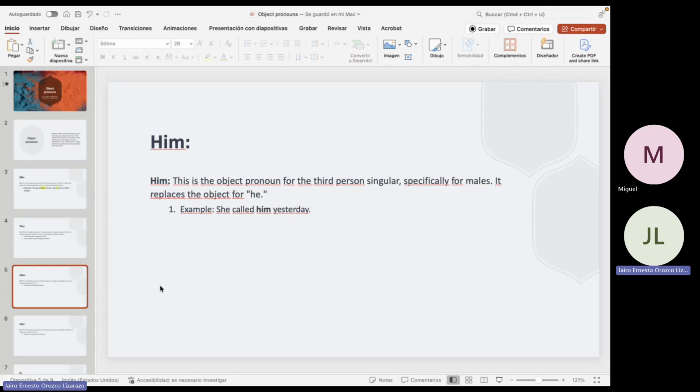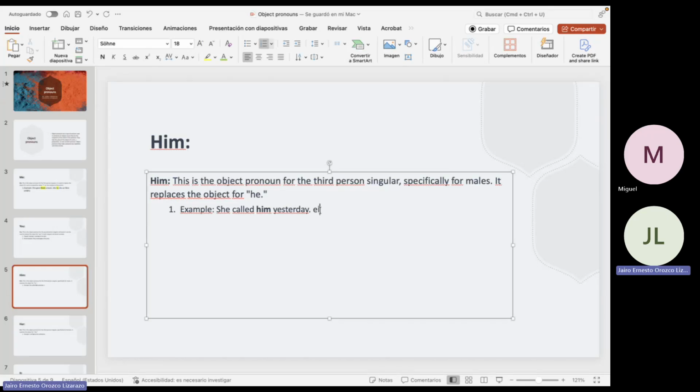Let's see another example. She called him yesterday. So in Spanish, le, in this case a guy, a man, él. Ella le llamó, so she called him. If we say ella, right? Ella le llamó ayer a ella, in this case, her, right? We say ella me llamó ayer, she called me yesterday. Ella te llamó, right?